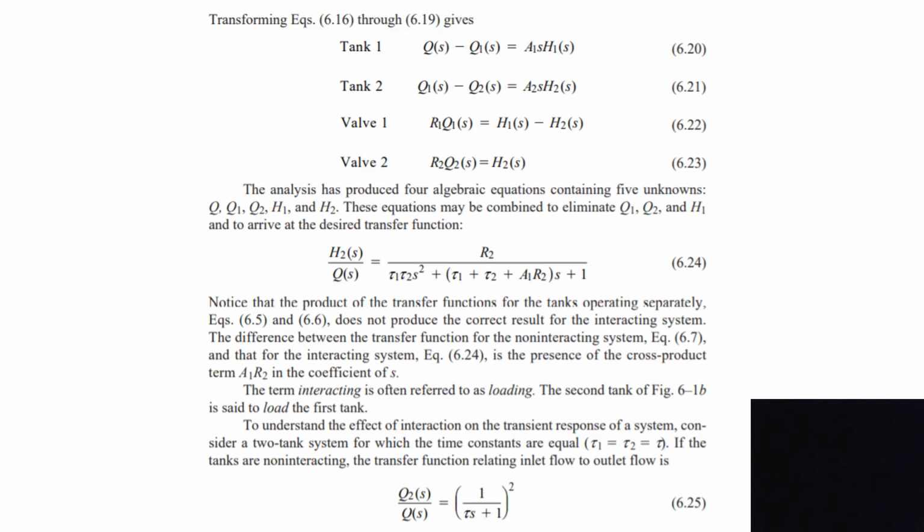The overall transfer function of this setup is H2 by Qi, which is R2 divided by [tau1 tau2 s squared plus (tau1 plus tau2 plus C1 R2) s plus 1]. So the overall transfer function is represented like this. This is for the interacting case. The interaction is often referred to as loading: the second tank is used to load the first tank. In this way you represent the modeling.